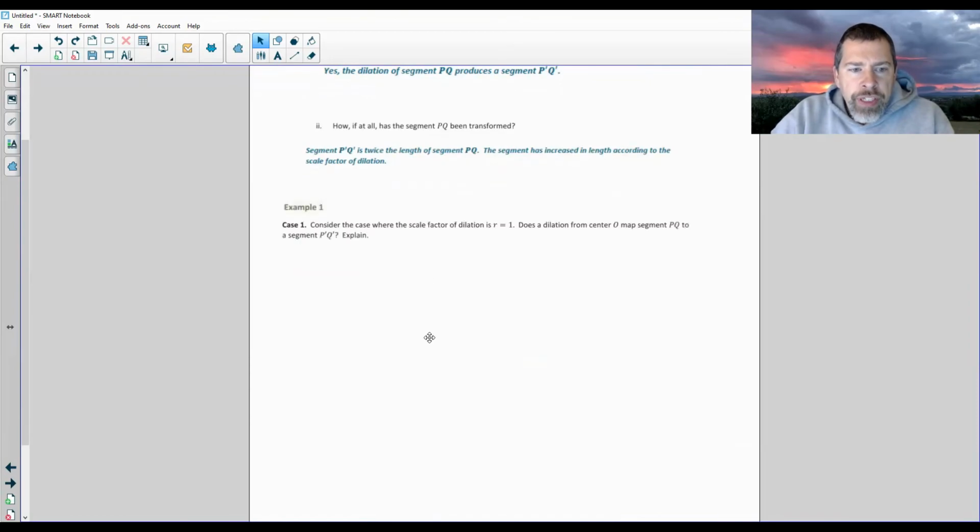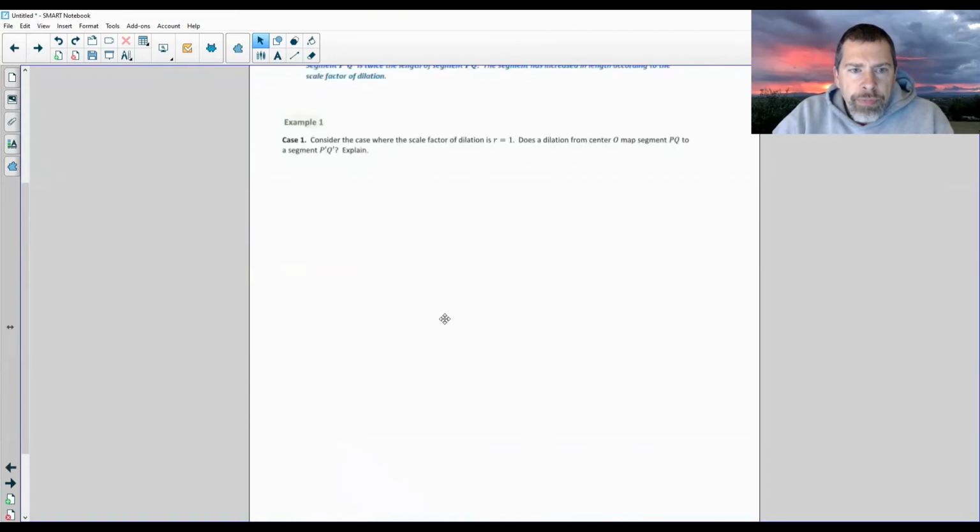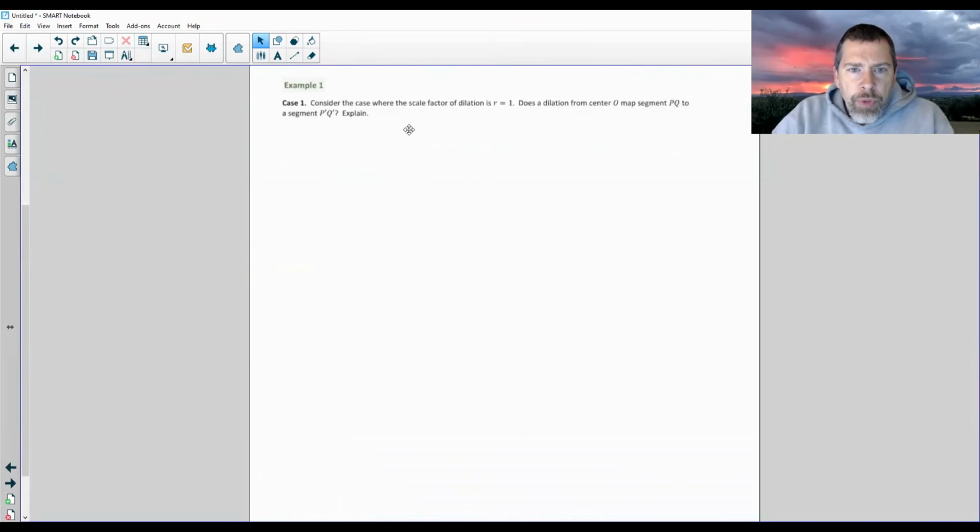All right, moving on to example 1. It says case 1. Consider the case where the scale factor of dilation is R equals 1. Does the dilation from center O map segment PQ to segment P prime Q prime? Well, let's think.